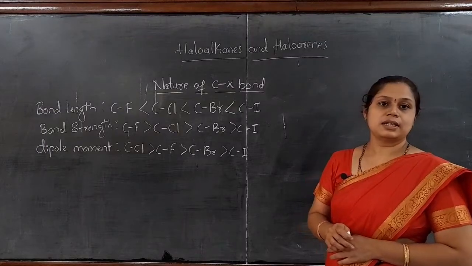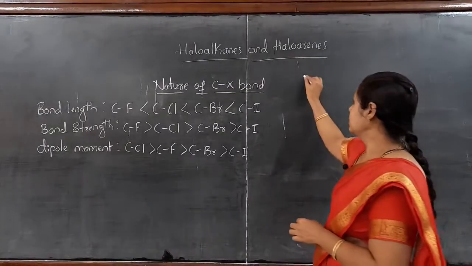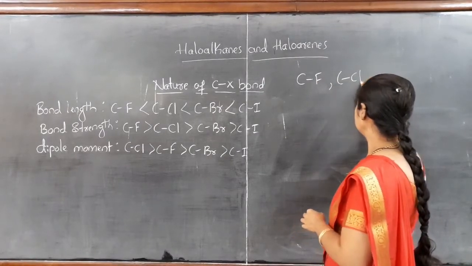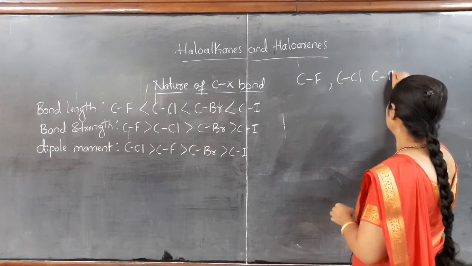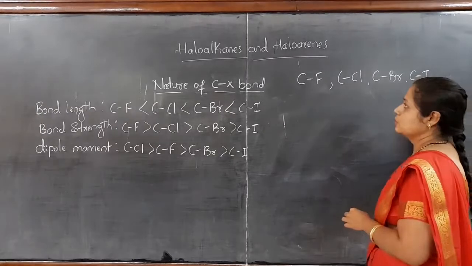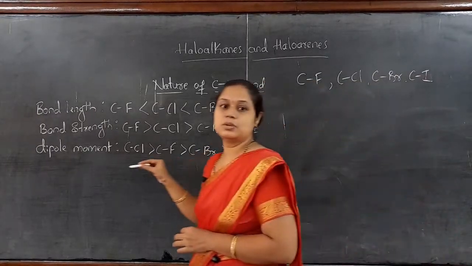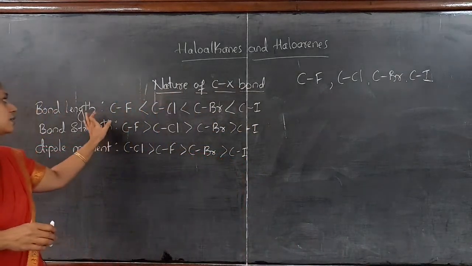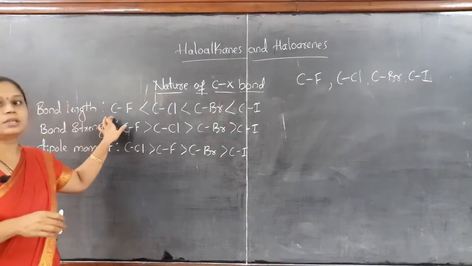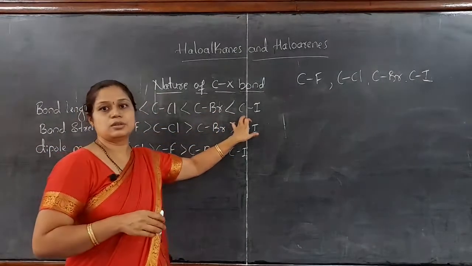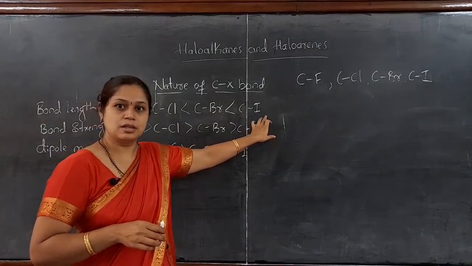Let's see the different kinds of carbon-halogen bonds: the bond between carbon and fluorine, between carbon and chlorine, between carbon and bromine, and between carbon and iodine. As we go down the group, the size increases, hence the bond length of carbon-fluorine is the least and the bond length of carbon-iodine is the most.